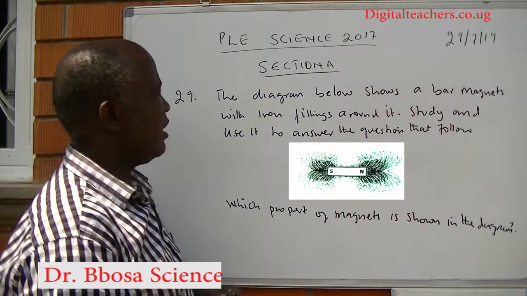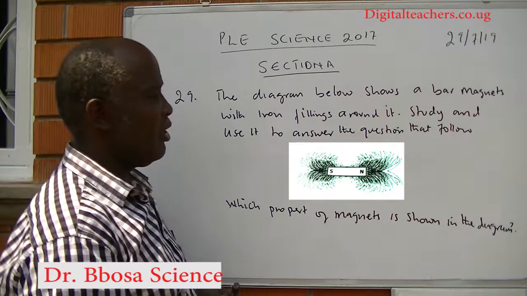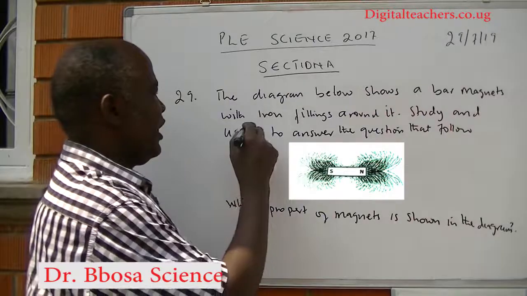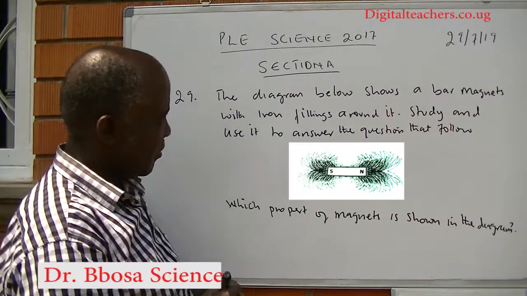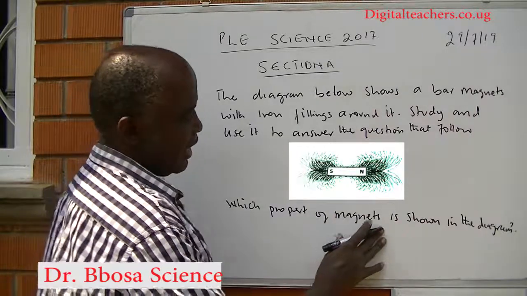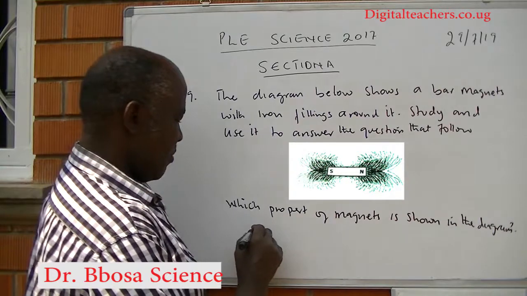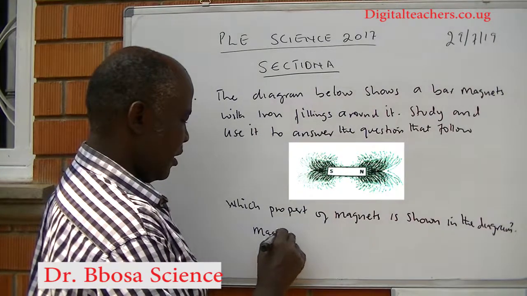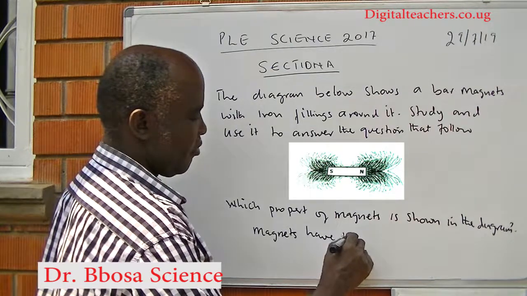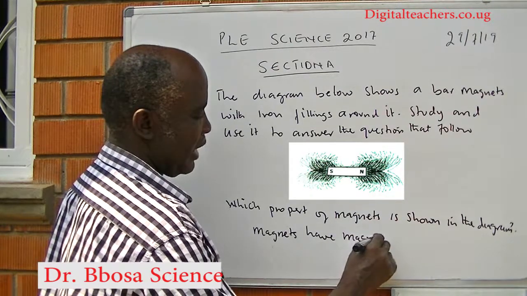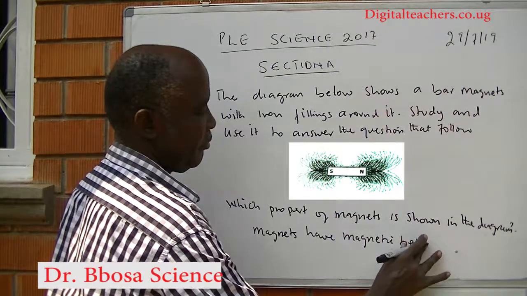Number 29. The diagram below shows a bar magnet with iron filings around it. Study and use it to answer the question that follows. Which property of a magnet is shown in the diagram? That magnets have a magnetic field.